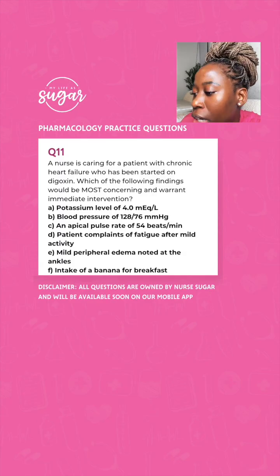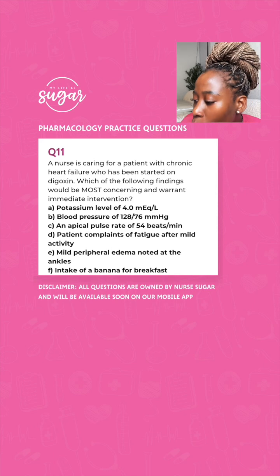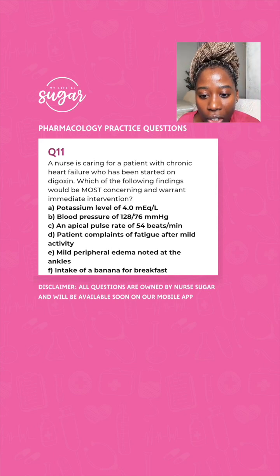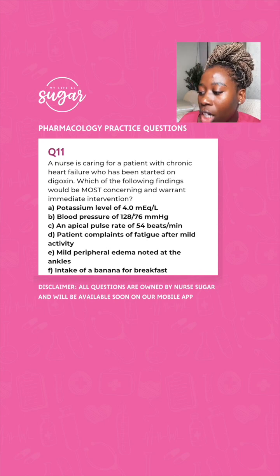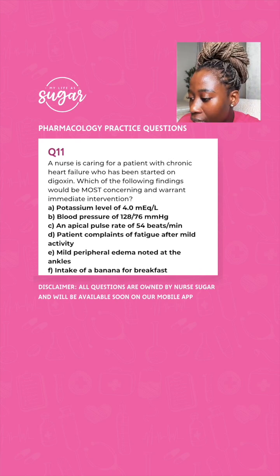A nurse is caring for a patient with chronic heart failure who has been started on digoxin. So this person has chronic heart failure. They've been started on digoxin. Which of the following findings would be most concerning and warrant immediate intervention? Okay, so you have a patient with chronic heart failure who has been started on digoxin. Which of these findings will warrant the most immediate intervention?